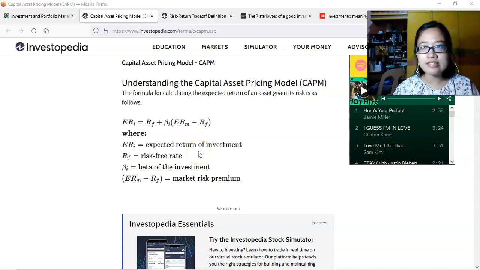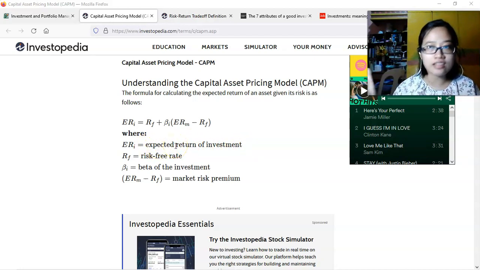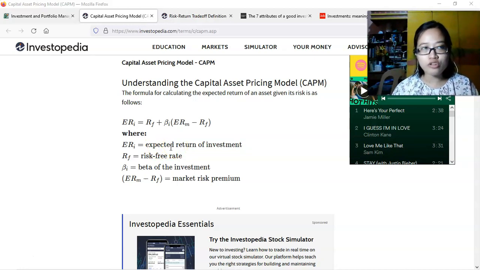But again, this is just an estimate din kasi syempre, there are other factors na pwedeng mag-appear in the future that could affect the actual return of the investment. So again, this is simply a measure of expected return of investment. It's not exactly the actual return on the investment. And of course, the actual return could be affected by other factors.